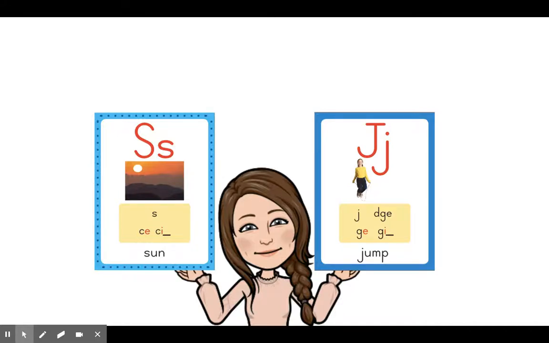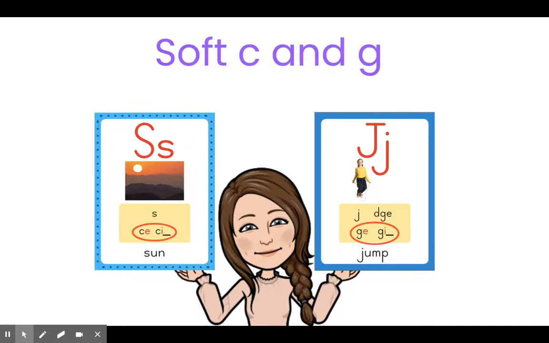Hi, we're going to be talking about two very important sounds today. You will notice I'm holding the card for the letter S and the letter J. However, we aren't talking about the letter S or the letter J. We're talking about soft C and G. Look closely at our letter cards for S and J.